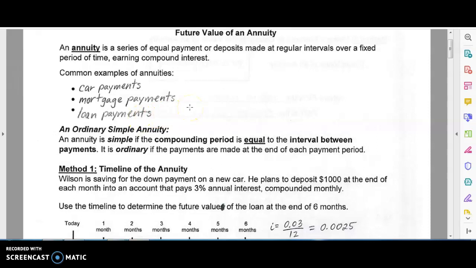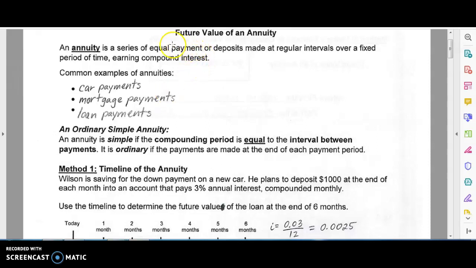So what makes these fall under the category of an annuity? Let's take a look at mortgage payments. For mortgage payments, you would be paying, generally speaking, a monthly mortgage payment. And that takes care of the regular interval part because your payment is made every month. So it's made at regular intervals. It could be every month, every 2 weeks, every year, whatever the case may be. But it has to be at the same interval every time.